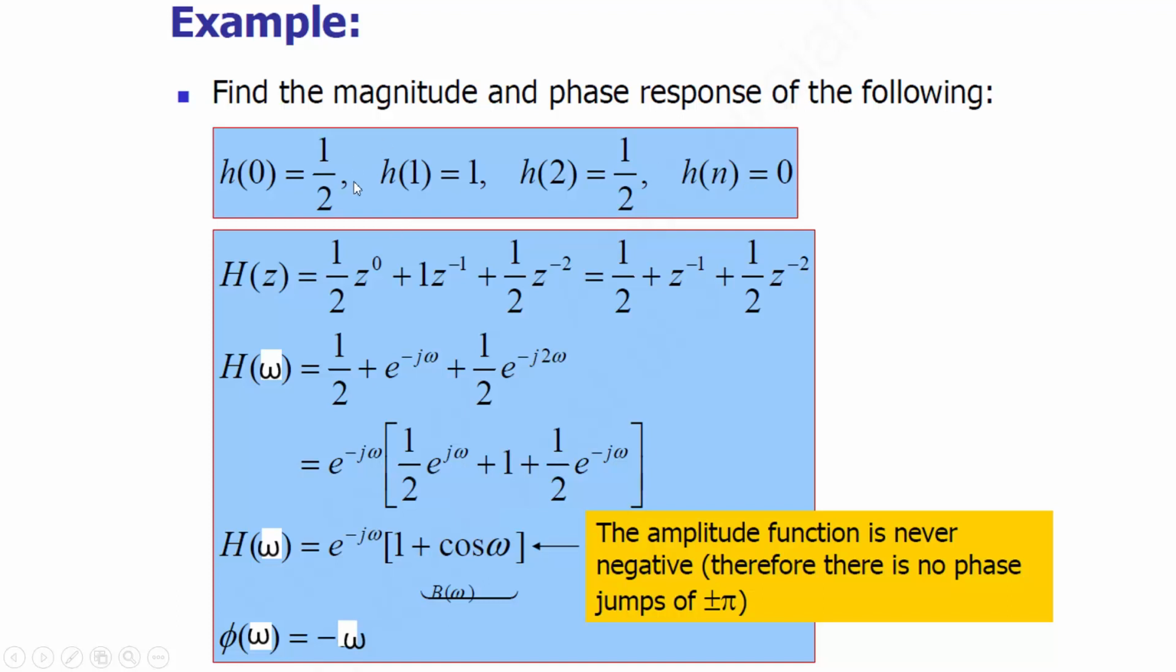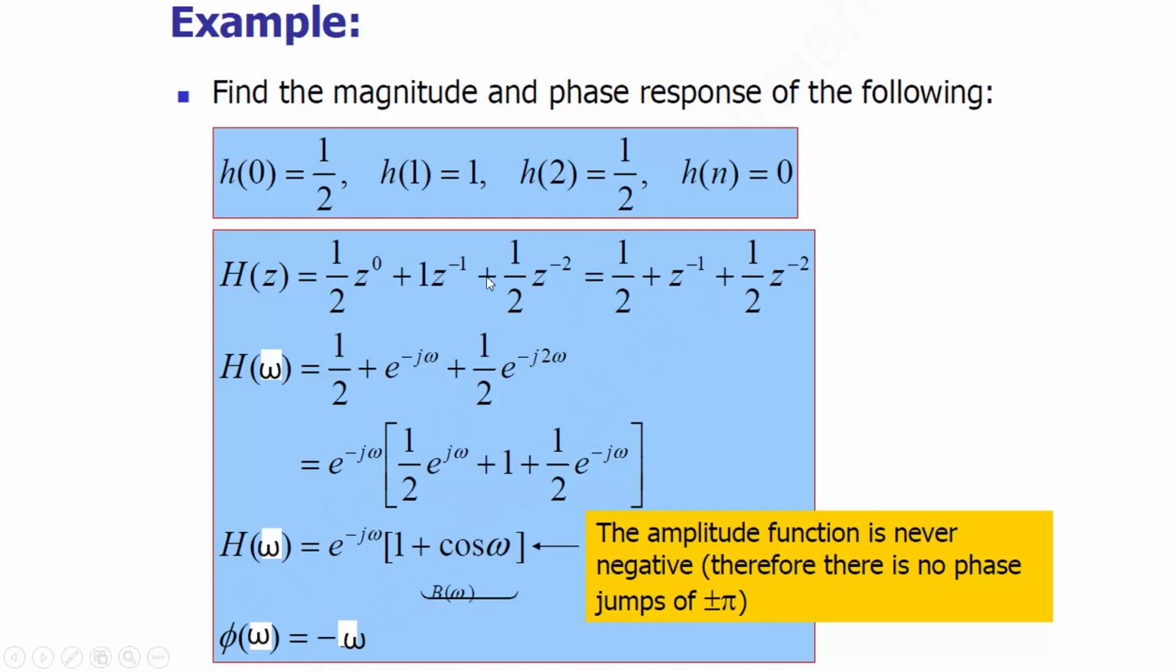And to get the transfer function out of this, and further the magnitude and the phase response, we will have to take the Z transform to start with. Corresponding to h0, this is the value, corresponding to h1, this is the value, corresponding to h2, this is the value. The final expression after the Z transform is 1 by 2 plus Z to the power minus 1 plus 1 by 2 Z to the power minus 2. This is the transfer function.